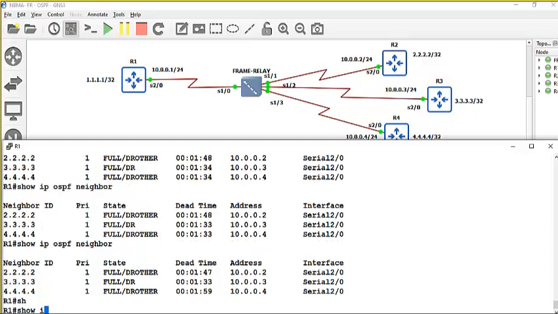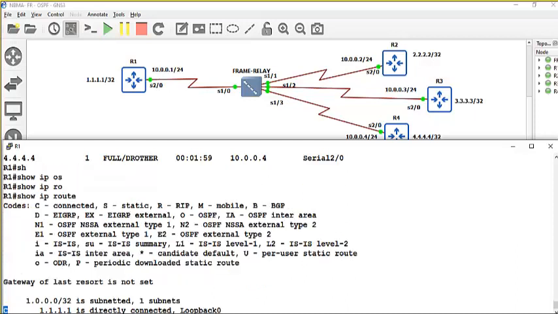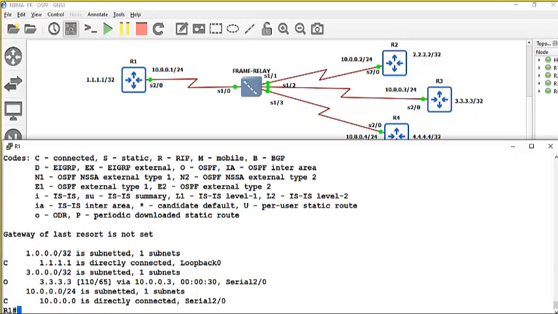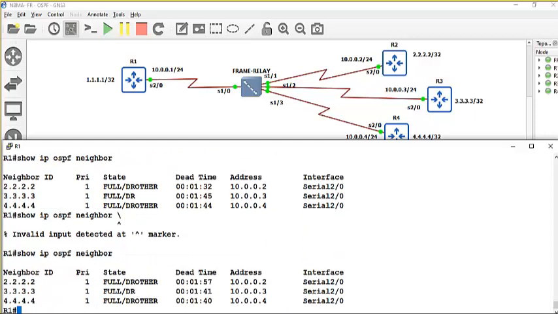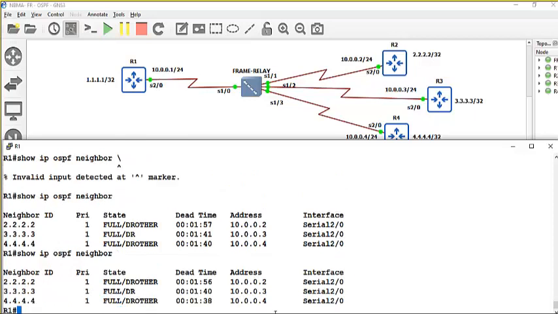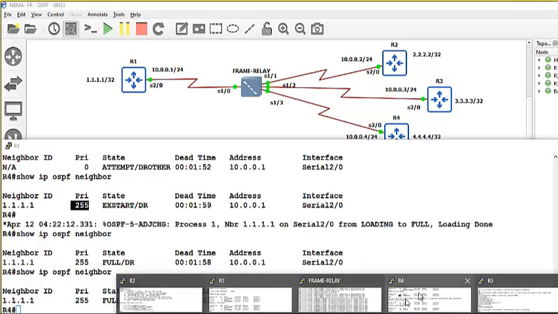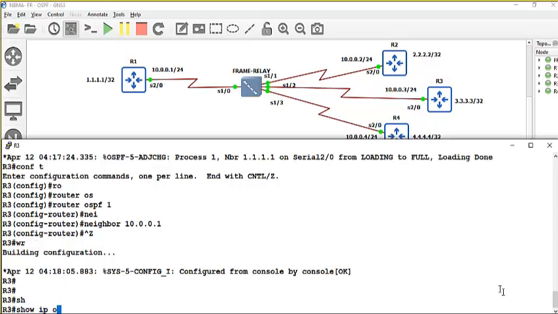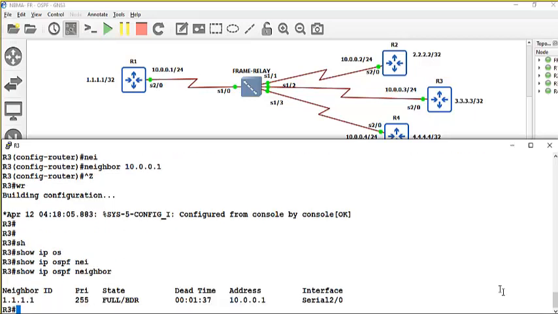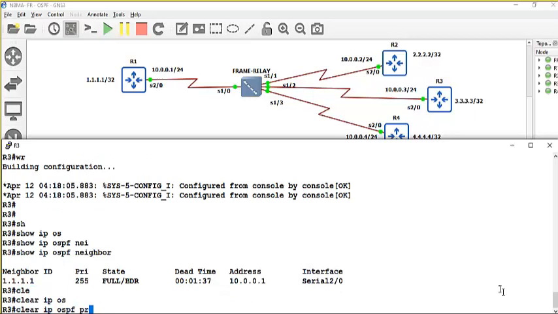Show IP OSPF, show IP route. See, now it has learned from 3.3.3.3, but it should learn from 4.4.4.4 and 2.2.2.2. Wait some time, there's some changes still going on. Router 3 should not be shown as DR. One is shown as BDR. How? Clear IP OSPF process.